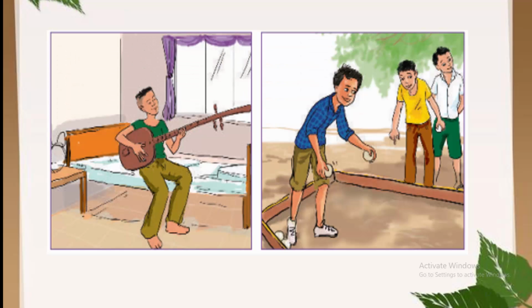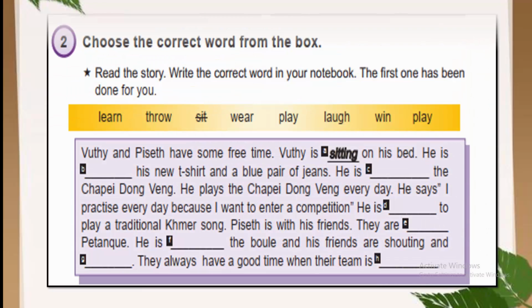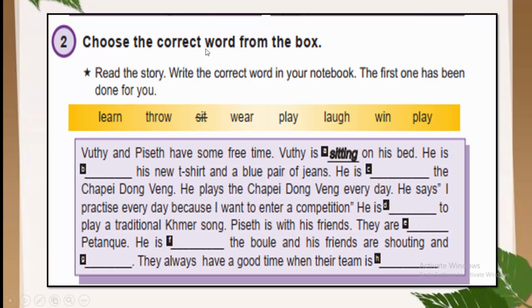Okay, in the book we have Wuti and Pisat here. Look at the pictures of them, and then we have to choose the correct word from the box. We have learned: throw, sit, wear, play, laugh, win, and play again. So you have to read all of this. Like Wuti and Pisat have some free time. Wuti is sitting on his bed. He is what? His new t-shirt and a blue pair of jeans.